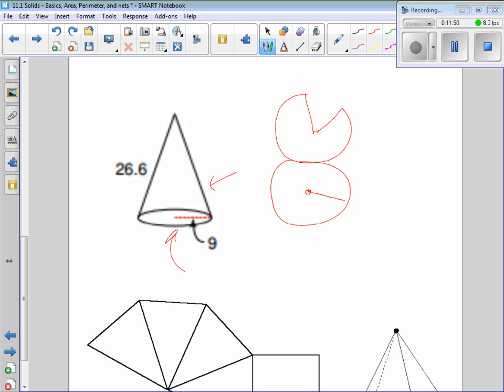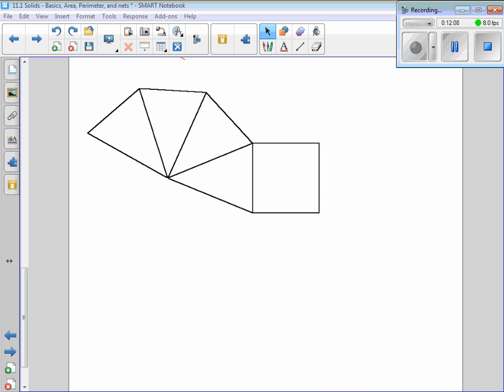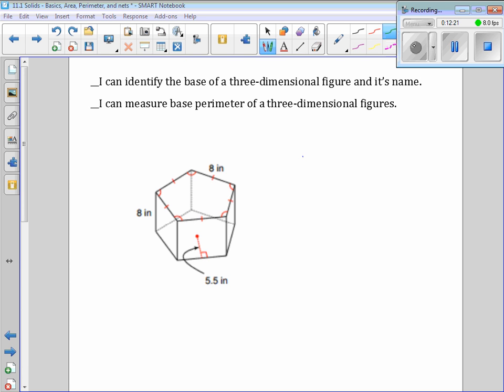So we'll take the circle and put a radius of 9, and then the radius of the circle on top is given as 26.6 units long. All right, see if you can put together this shape. I'm going to refer to my professionally drawn one that looks like that. All right, let's move on.